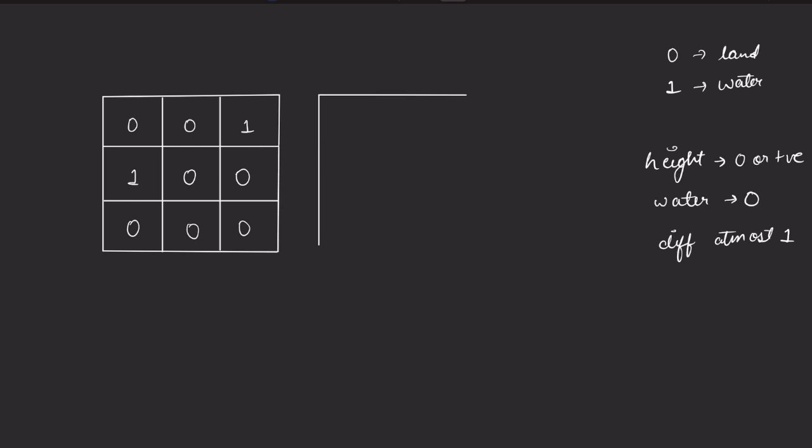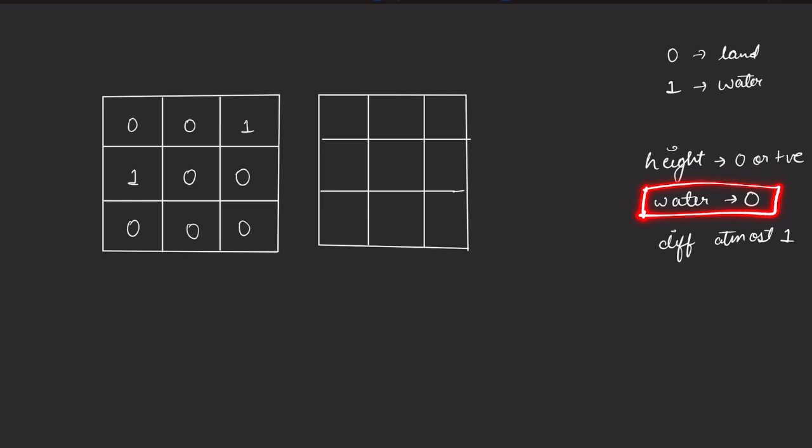So we will have to create a new matrix which is going to be of the same size. Now here, as it is said, all the water cells will have the height 0. Water cells are represented by 1. So here we have a 1 and here we have a 1. So this height will always be 0. And for the other cells, we need to decide what height to give. Our ultimate goal is to maximize the maximum height that we have in this matrix, right?